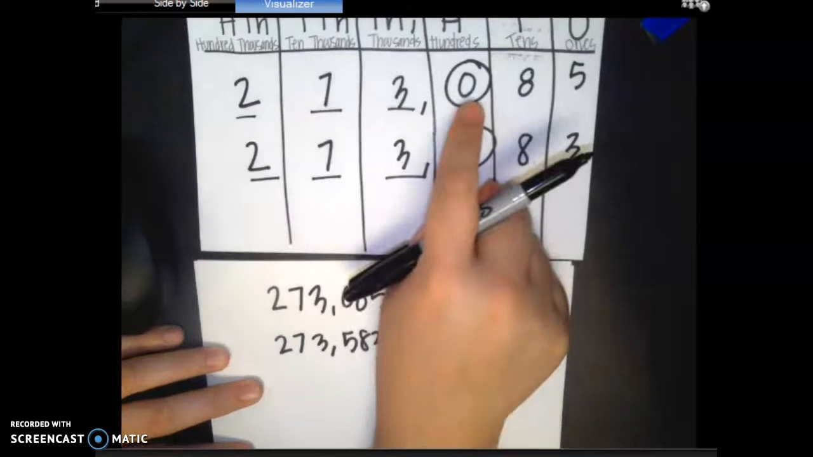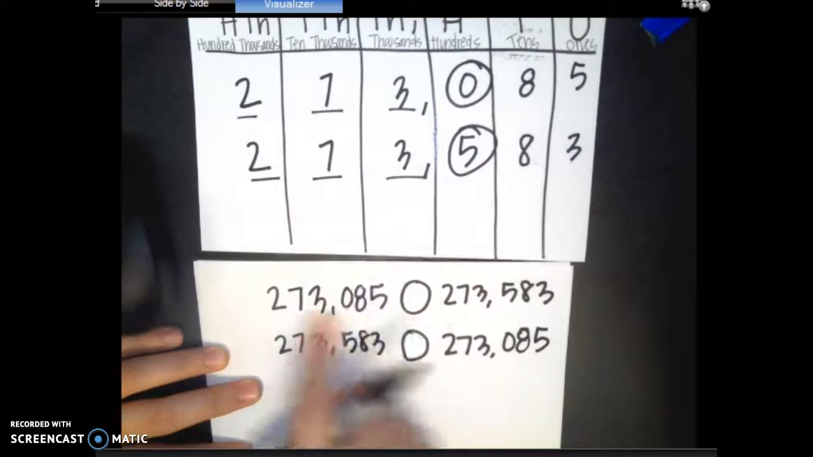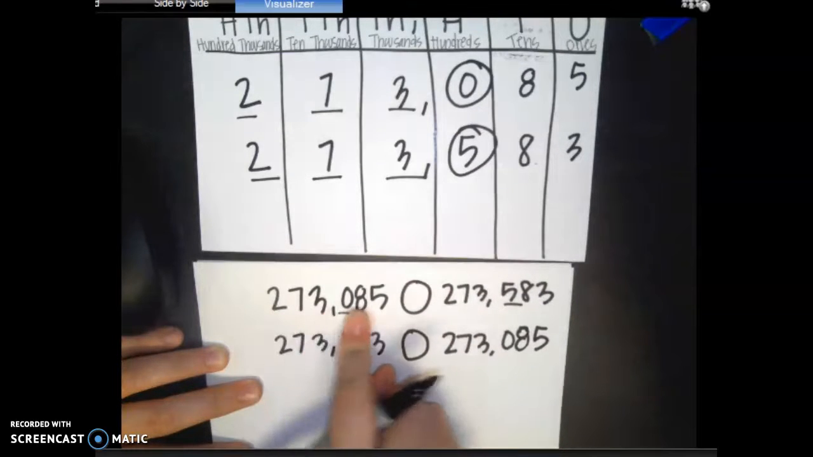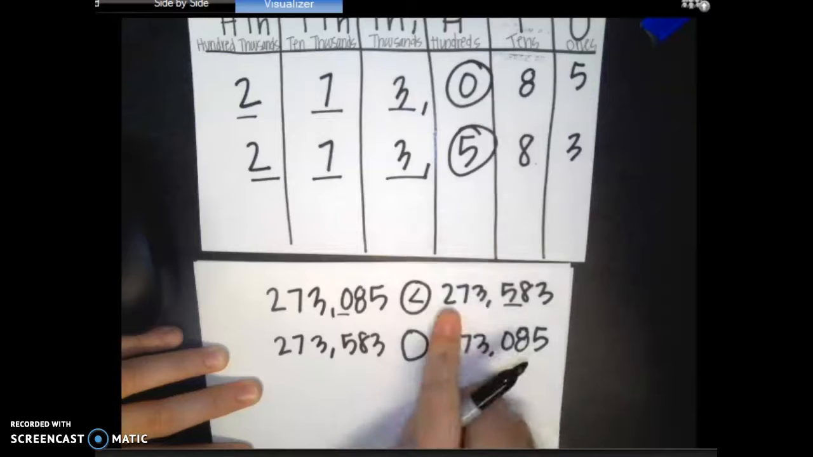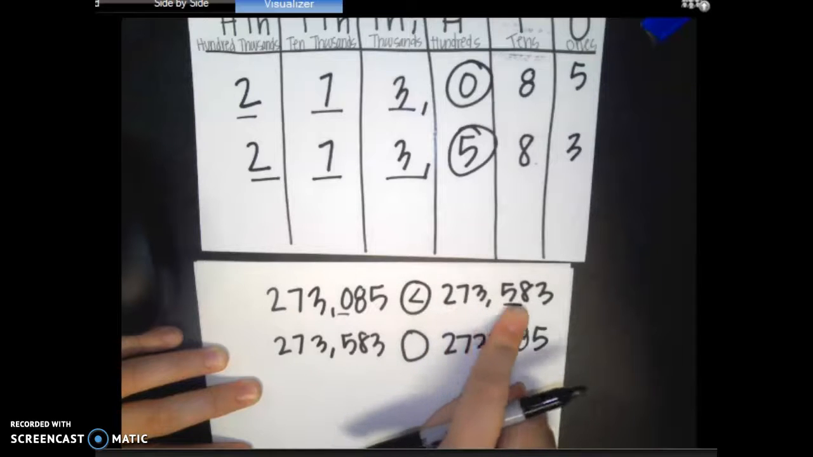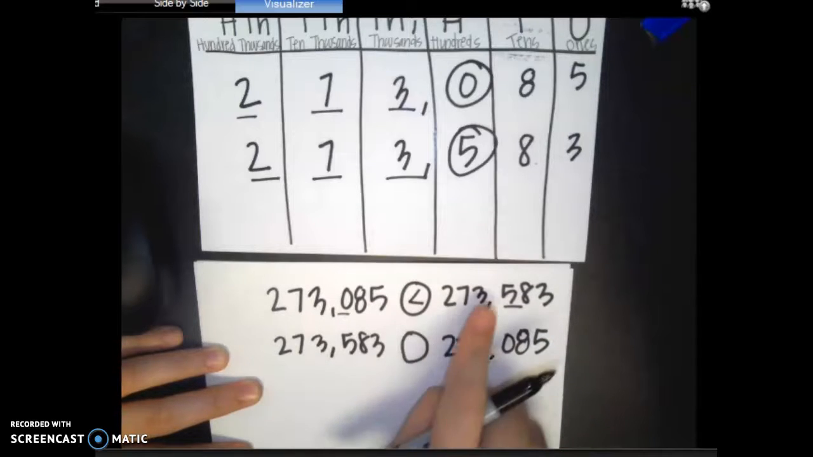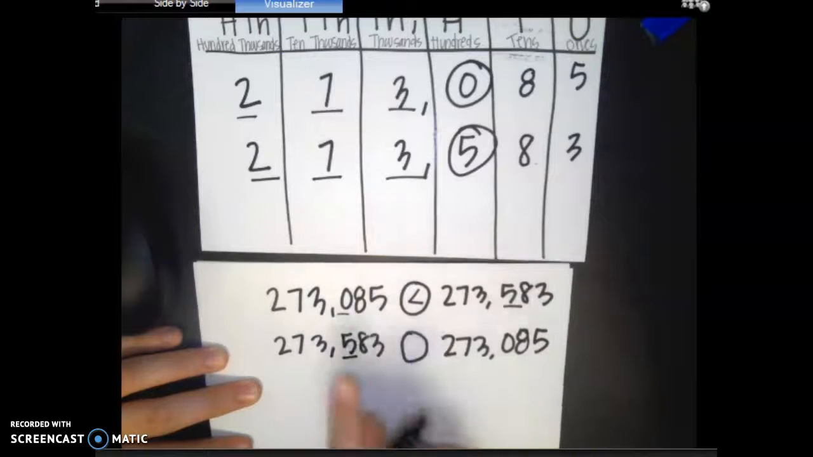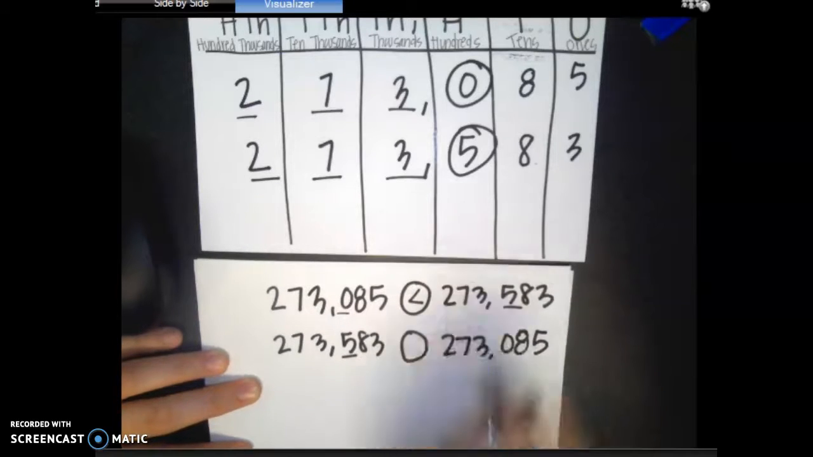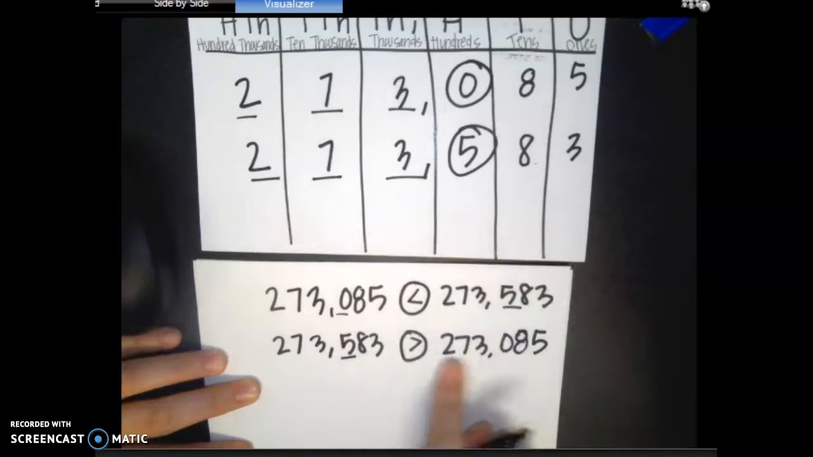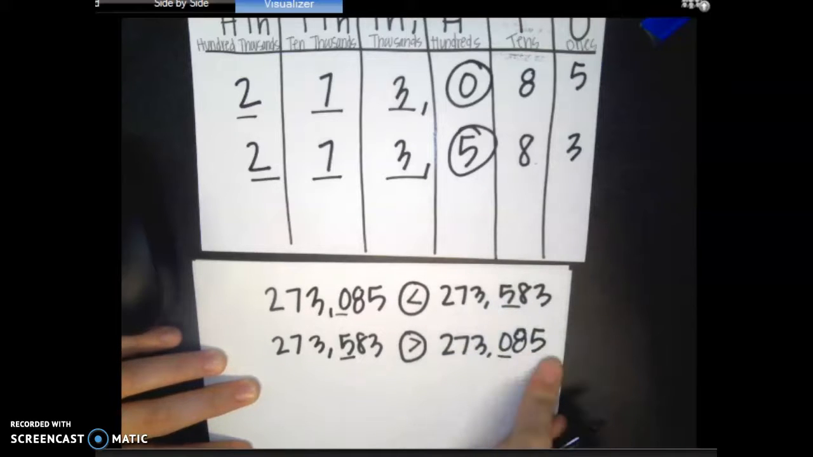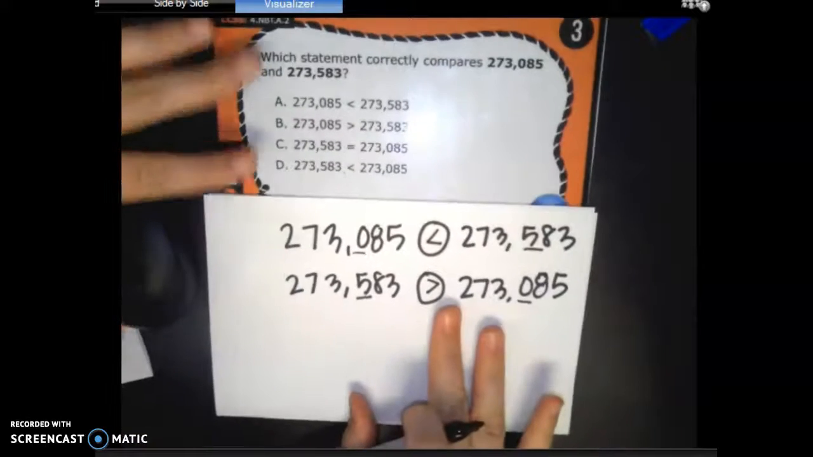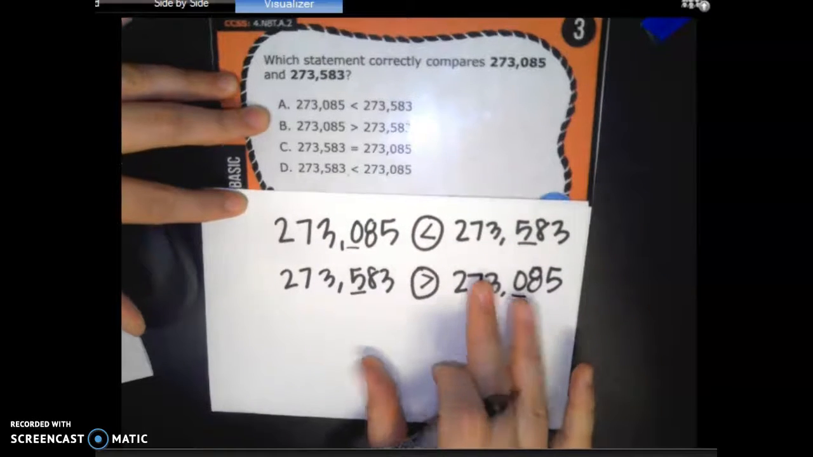Remember, we said 0 is going to be less than 5, so that means that 273,085 is going to be less than 273,583. Well, I have this number first now. 273,583 is going to be greater than 273,085. So now you just need to look at your answer choices and choose which one you think it would be.